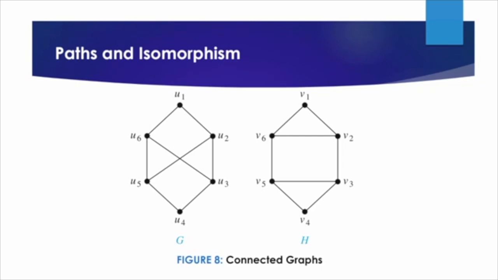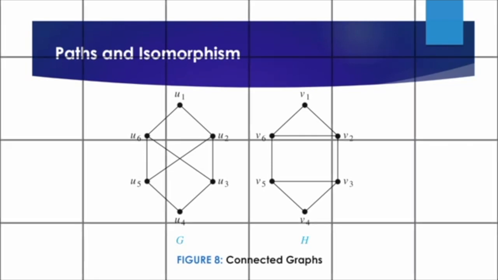simple circuit of length 3, as can be determined by inspection. All simple circuits in G have length at least 4. Because the existence of a simple circuit of length 3 is an isomorphic invariant, G and H are not isomorphic.